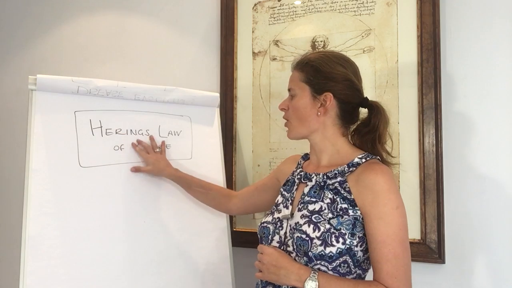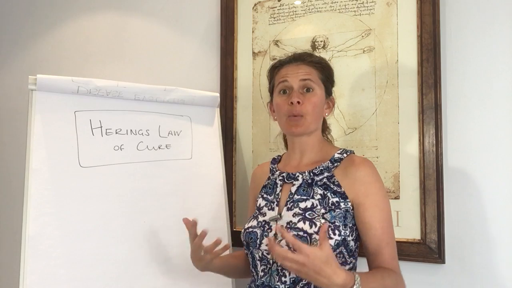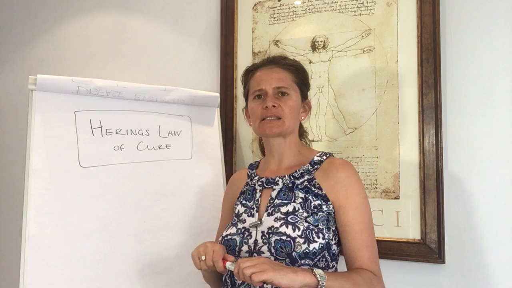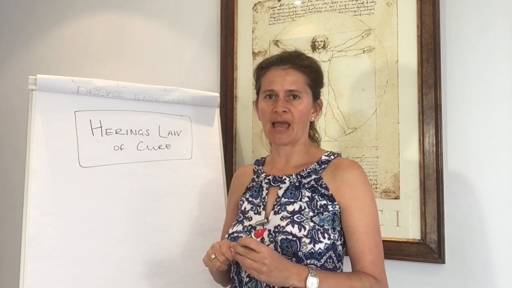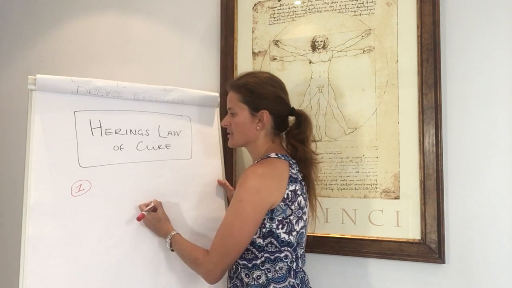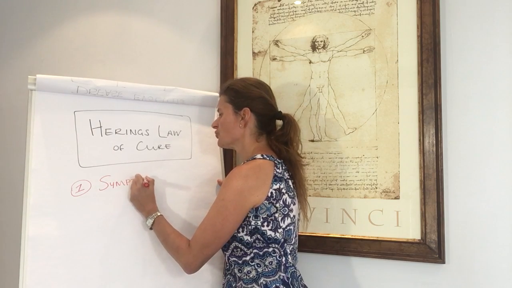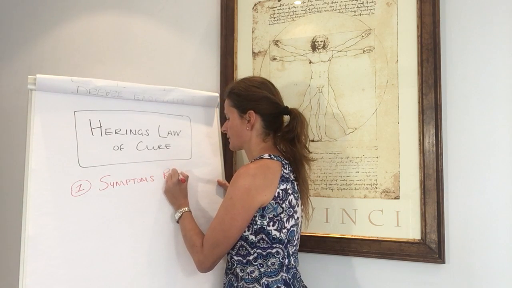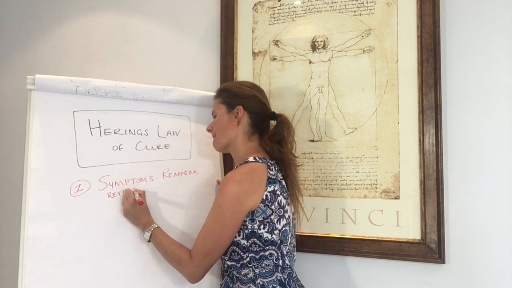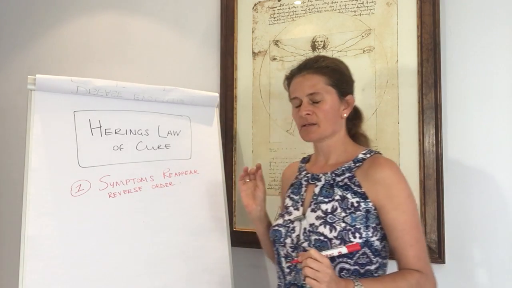So Herring's Law of Cure. Dr. Herring looked at what happened when he was treating people and they were getting better, and that was his observation. It's very interesting because you can observe by these things how a person is getting better and you know that you're on the right track. One of the first laws that he had is that you want the symptoms that you have at the moment to reappear in reverse order.